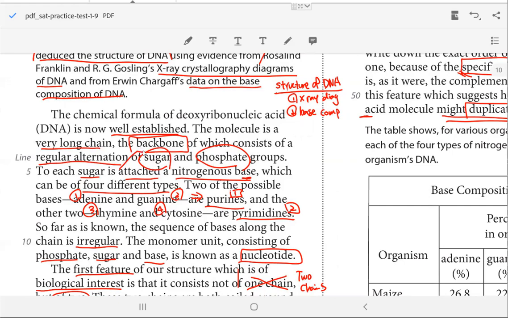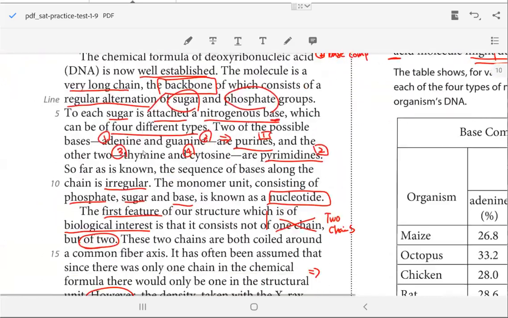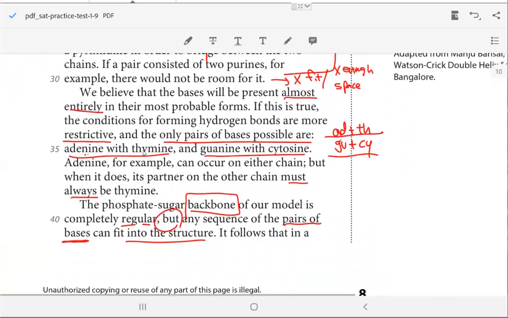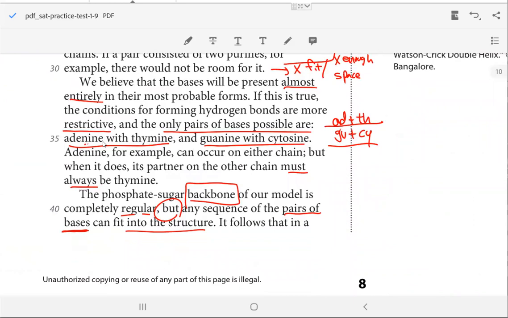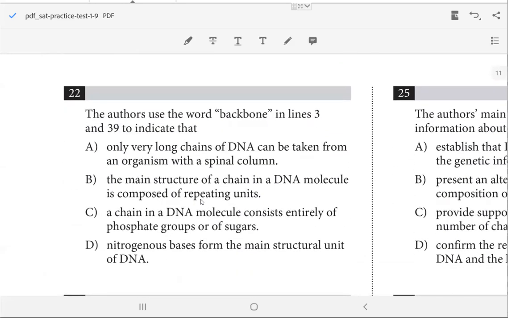그리고 line 37에서는 어떻게 나왔나 다시 한번 볼까요? (39이네요) 죄송합니다. 39. The phosphate sugar backbone, yeah, so it's the same thing. Backbone is regular alteration of phosphate and sugar. So phosphate sugar backbone. 그쵸? So can't get this wrong.